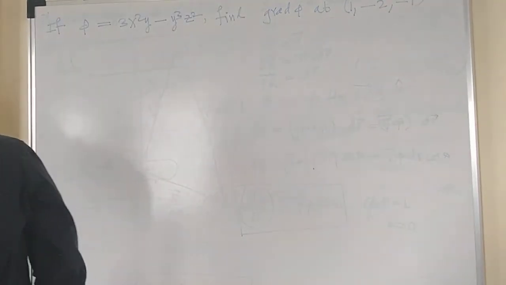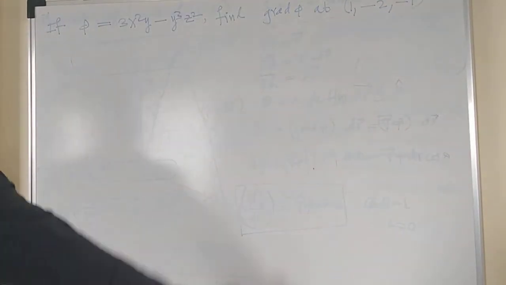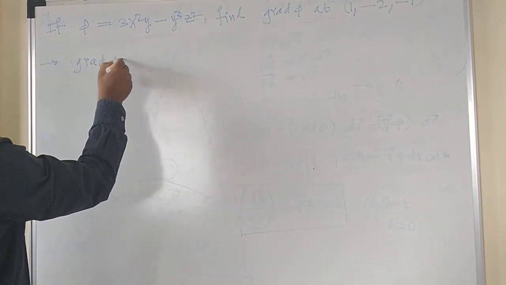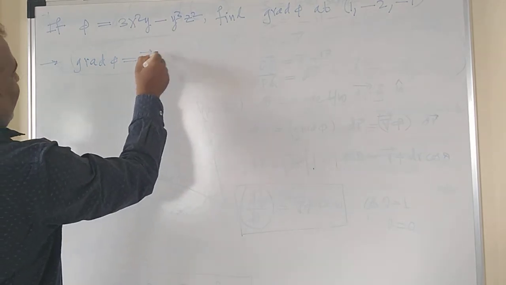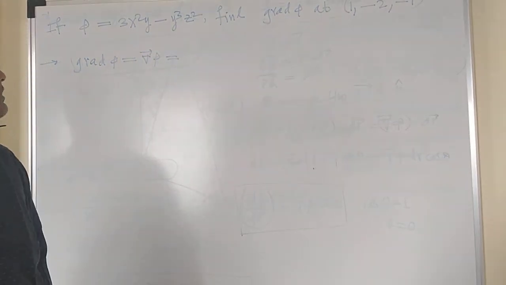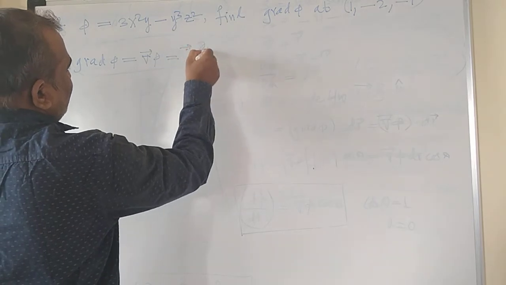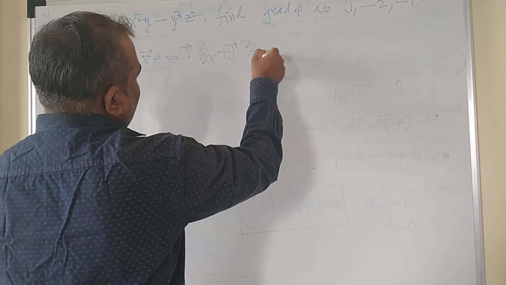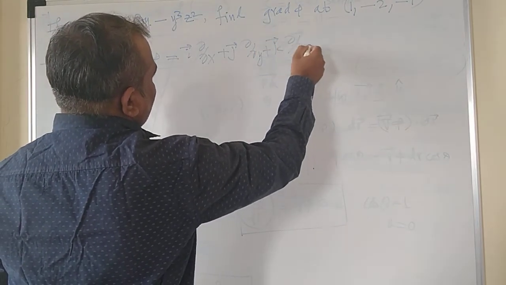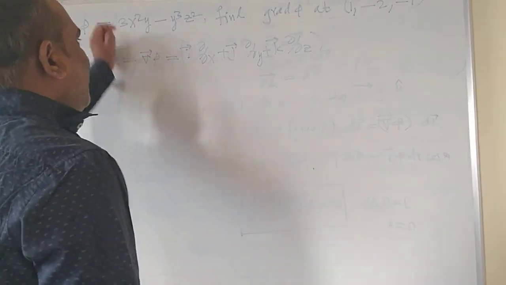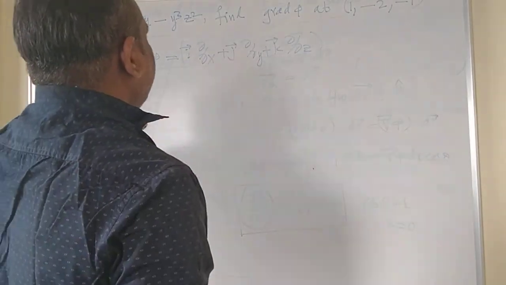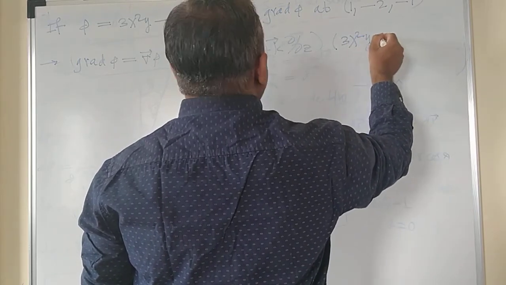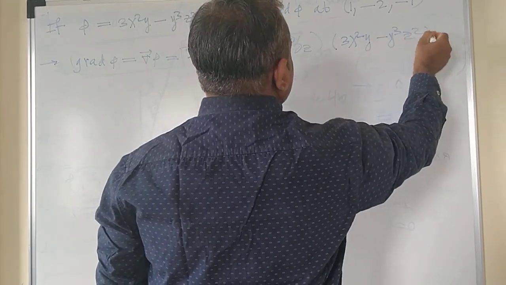Let me recheck. Yes. Now you are asked to calculate the value of grad phi. And what is the value of grad phi? Grad phi is equal to del phi, and this del phi is equal to i bar into dou by dou x plus j bar into dou by dou y plus k bar into dou by dou z into phi. Now put the value of phi here. So the value of phi is equal to 3x square y minus y cube z square.